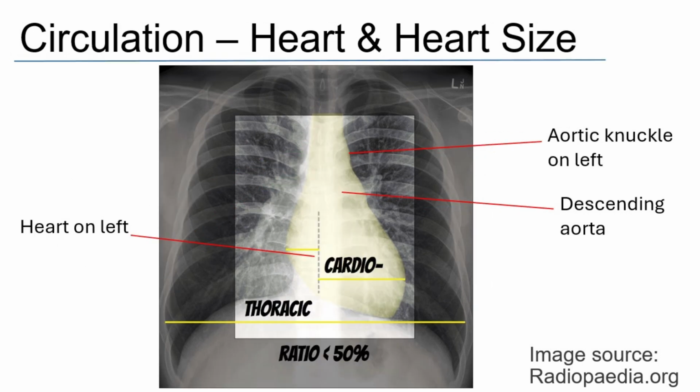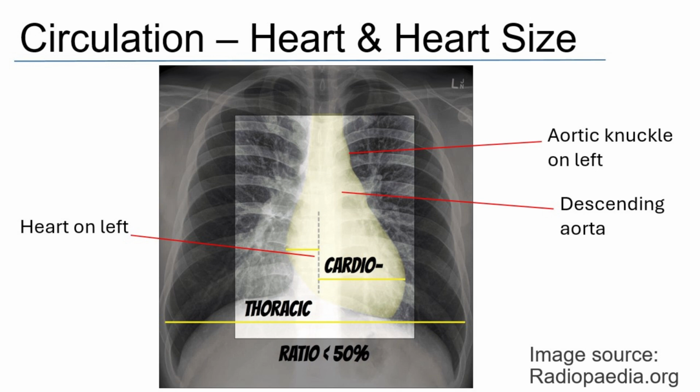When it comes to circulation, what things are we looking for? We need to check that the aortic knuckle and the descending aorta are in the correct position. We have to look at the heart and the width of the heart in relation to the chest. The cardiothoracic ratio is a measurement used to check that the heart is less than 50% of the chest width. And if the width of the heart is more than 50% of the chest width, this could indicate that there is a pathology.